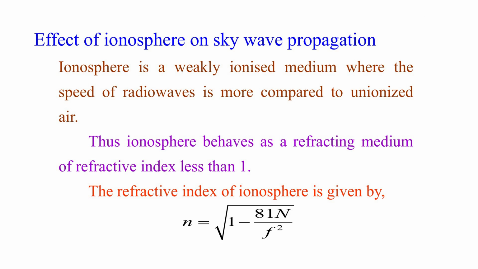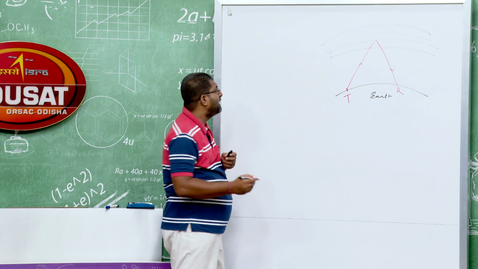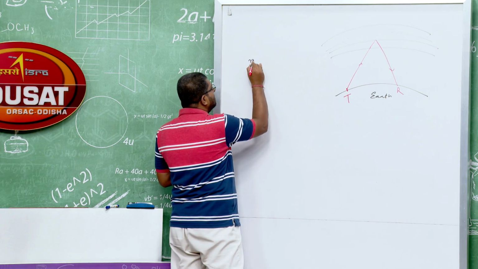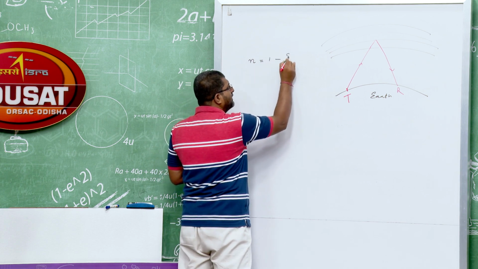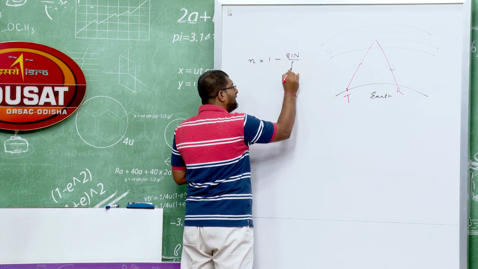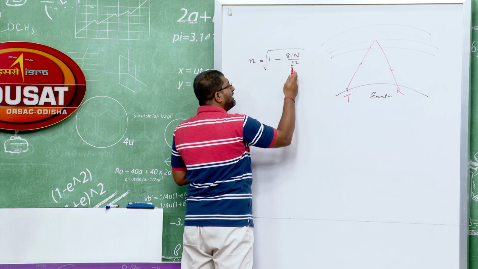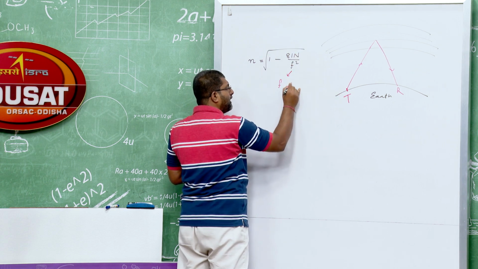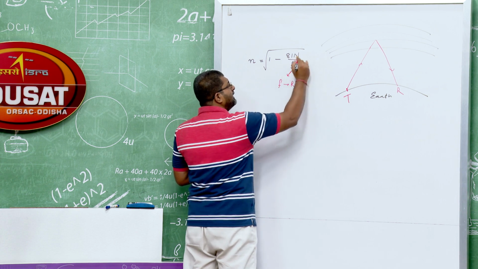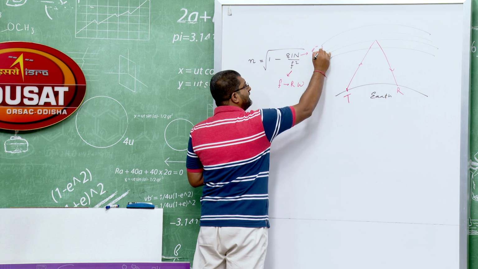Ionosphere is a weakly ionized medium. Due to intense sun rays, it is highly ionized. So, the speed of radio waves is more compared to the unionized air. Thus, ionosphere behaves as a refracting medium whose refractive index is slightly less than 1, and this refractive index is given by small n equal to 1 minus 81 N by f square, where f is the frequency of a radio wave, and this N is your electron density.